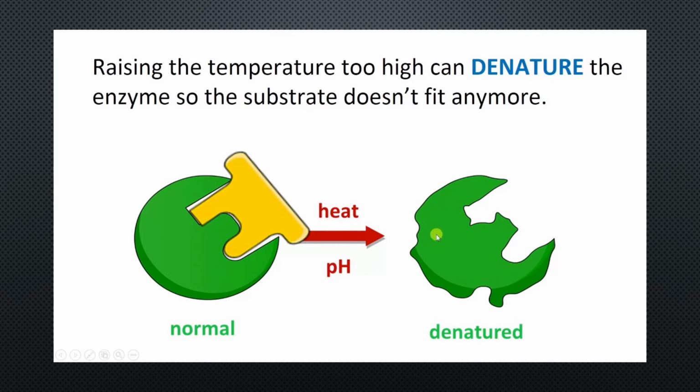So it's important that we maintain what we call homeostasis. We've talked about that before, which means keeping the heat and the pH within a certain range, what we call the optimal temperature range and the optimal pH for our particular enzyme.